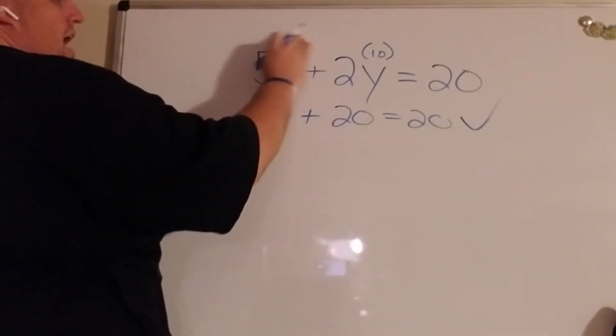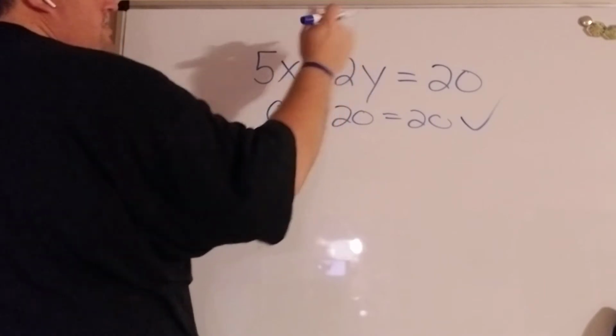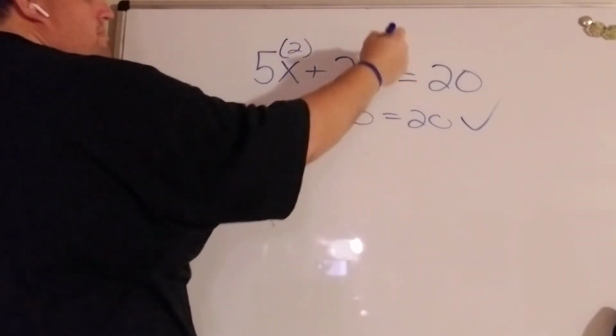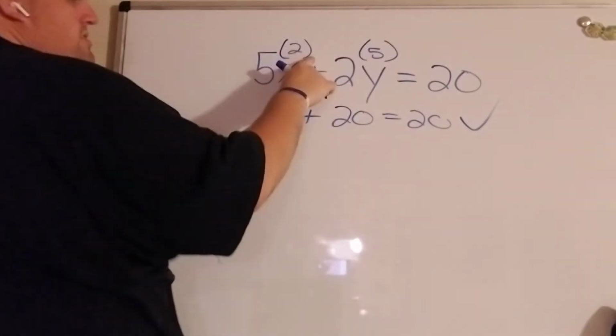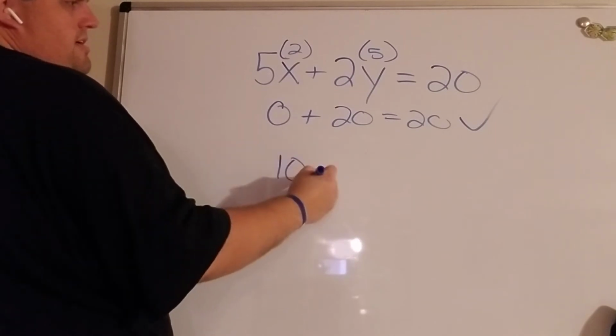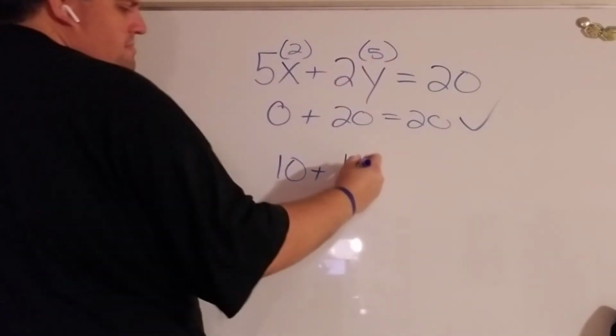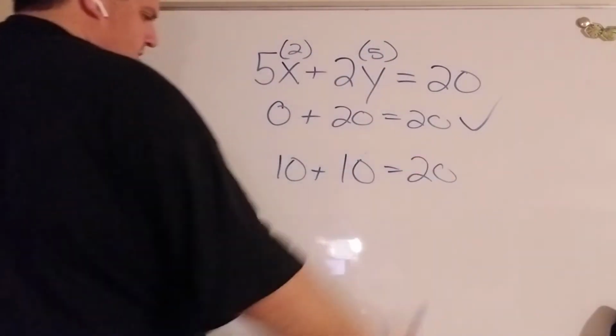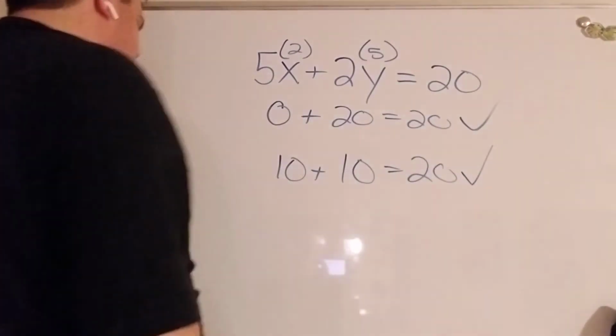Let's try 2, 5. So if I plug in 2 for x, 2 hardbacks, 5 paperbacks, 2 times 5 is $10. 5 times 2 is $10. And last time I checked, 10 plus 10 is going to give me 20, so that would work too.